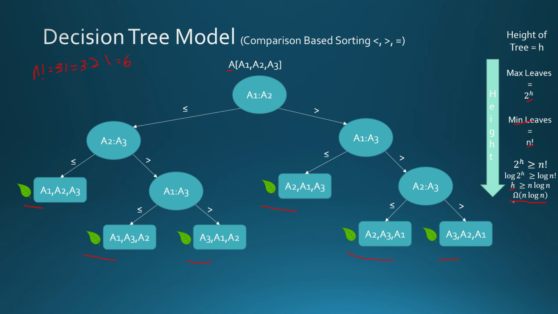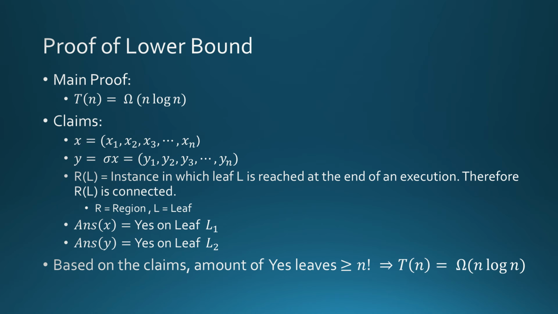So this right here is important because if at minimum we need to have n factorial leaves, we automatically understand that omega of n log n is the time complexity for any algorithm that has to have a minimum of n factorial leaves. So let's press on. Right, so how are we going to prove the lower bound?